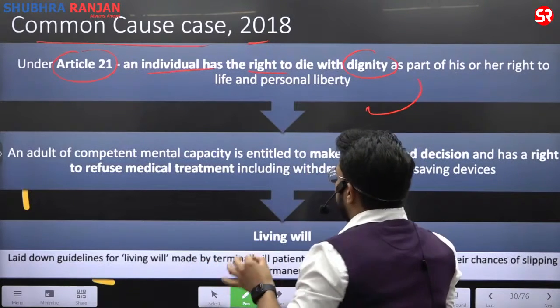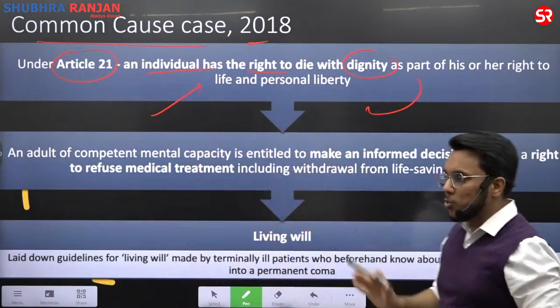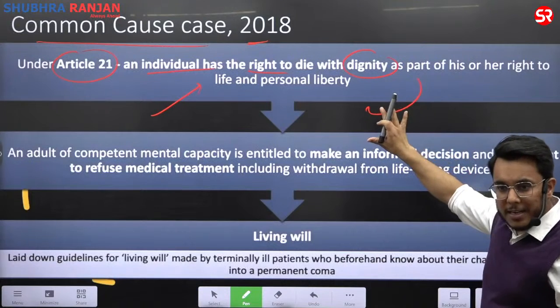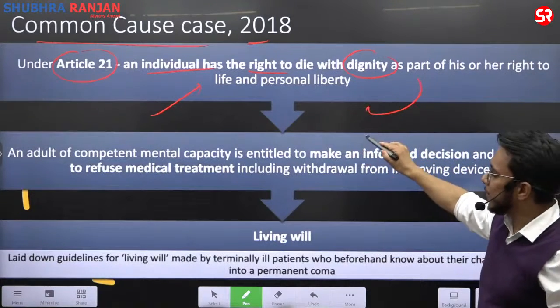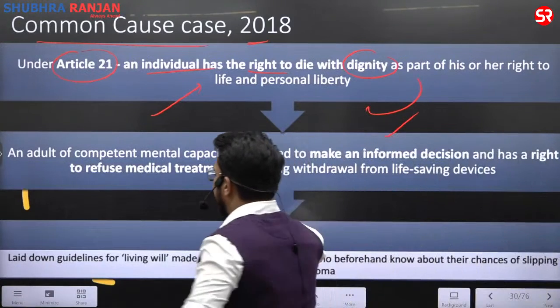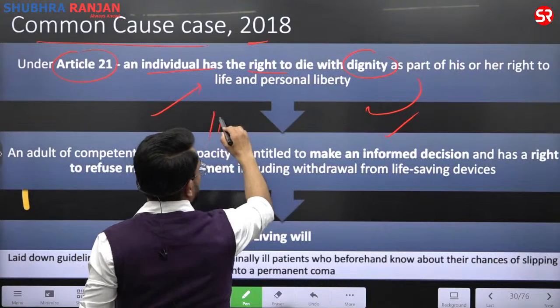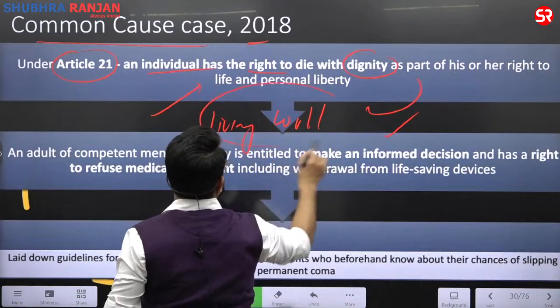So, under the Common Cause case, the scope of Article 21 includes the right to a dignified life, and if a dignified life is not possible, then the right to dignified death has been given. Is it clear or not? Now, the concept of living will got introduced.